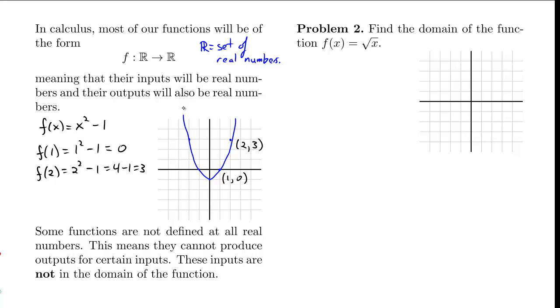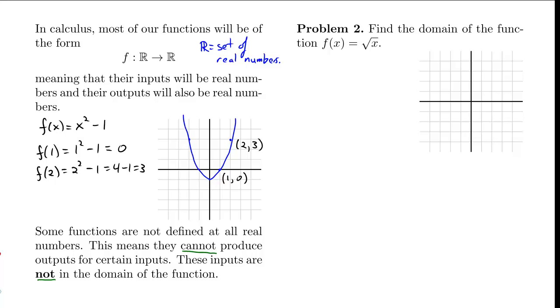This function can take any real number as its input, but it won't give us an output anything smaller than minus 1. We can still say that f takes real numbers and produces real numbers. However, there are some functions that are not defined for all real inputs, meaning that for some values of x, they won't produce an output. These bad inputs are not in the domain of the function.